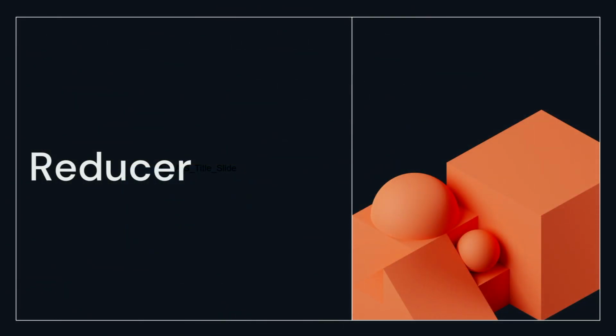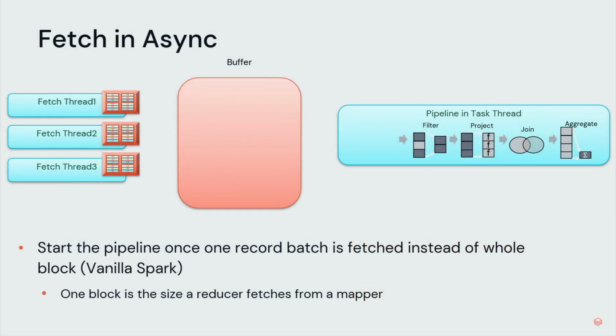And then let's talk about the reducer side. The reducer side doesn't change much. Currently, we almost reuse all of Spark. So the reducer fetches different memory blocks in async mode, and then saves them in a buffer. Then the reducer pipeline will start after the data is fetched and decompressed.